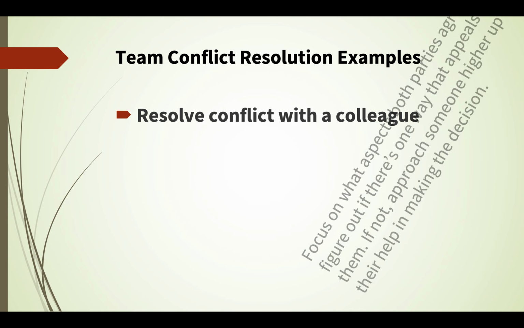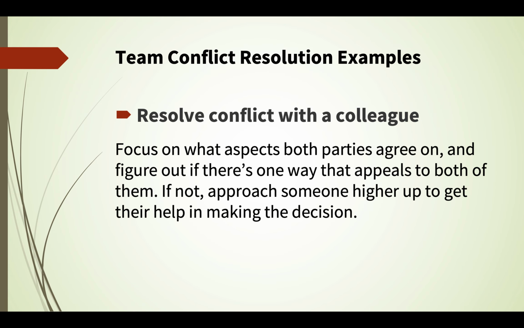Next one is resolving conflict with a colleague. With an honest and open approach, you can resolve most types of co-worker conflicts. When it comes to different views on how a task should be accomplished, it is important to recognize all ideas and find the common ground. Focus on what aspects both parties agree on and figure out if there's one way that appeals to both of them. If not, approach someone higher to get their help in making the decision. To resolve more difficult conflicts with colleagues, it is important to approach the situation with a positive attitude and focus on solutions rather than playing the blame games.